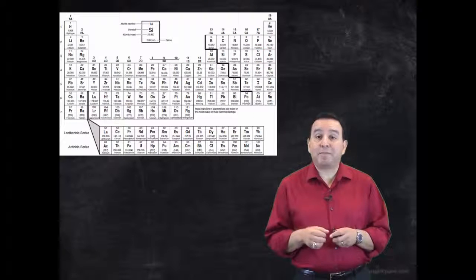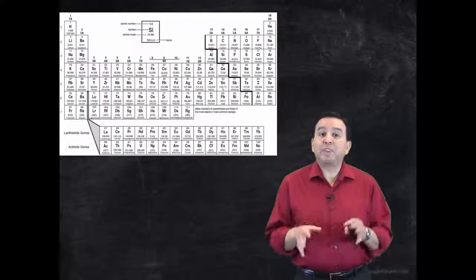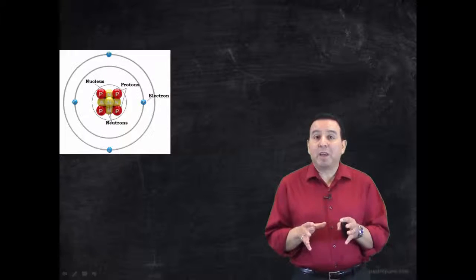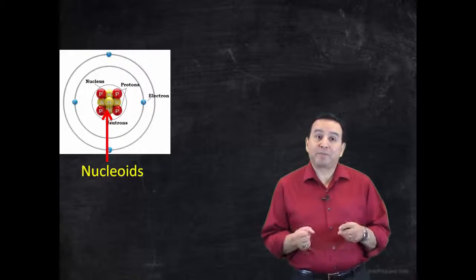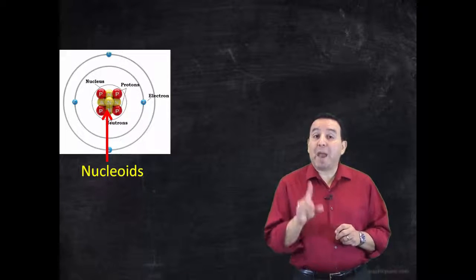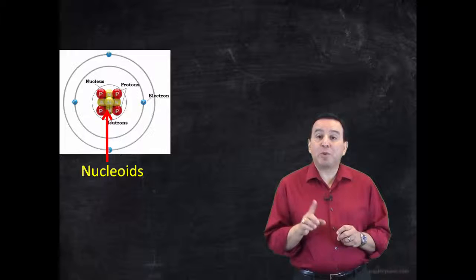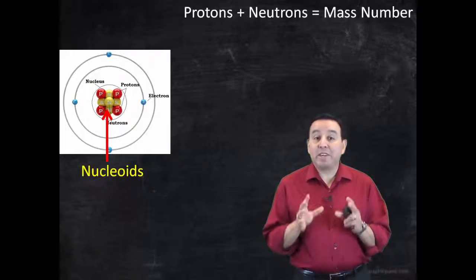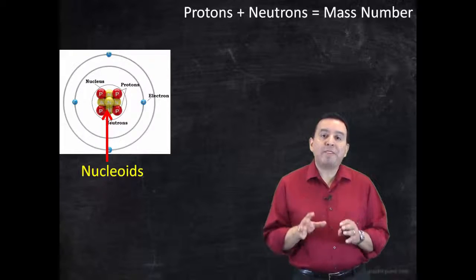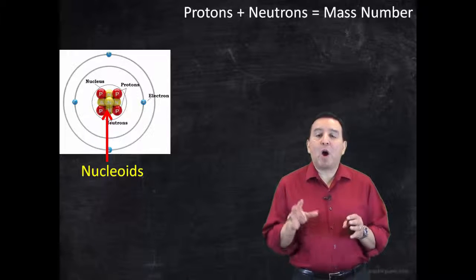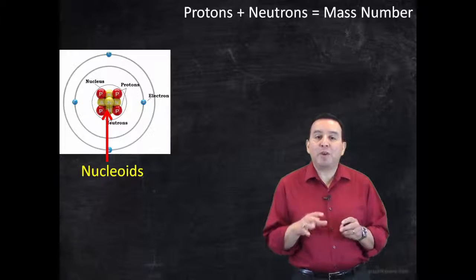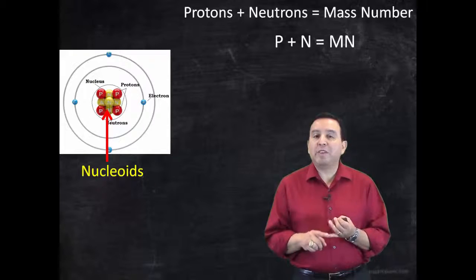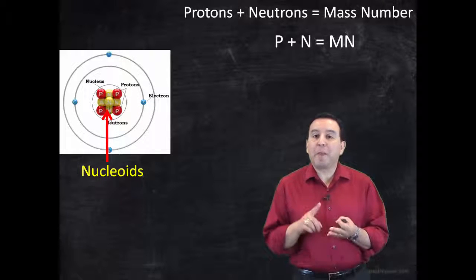That's 17. So since the protons and the neutrons are found in the nucleus of the atom, they are called nucleons. But if you add the protons and the neutrons together, you get what we call the atom's mass number. The mass number is the sum of all the protons plus all the neutrons in the nucleus of the atom. So protons plus neutrons equals the mass number.